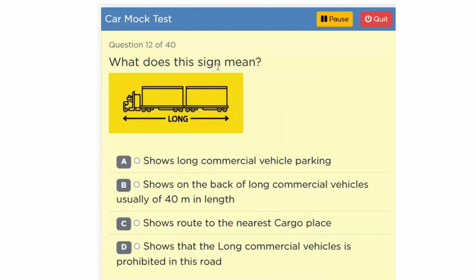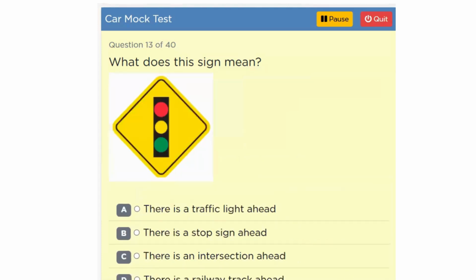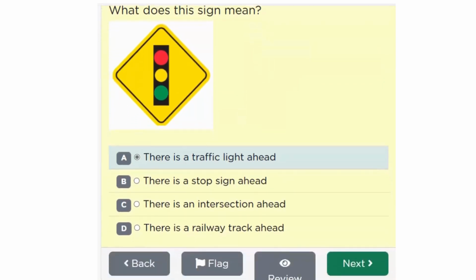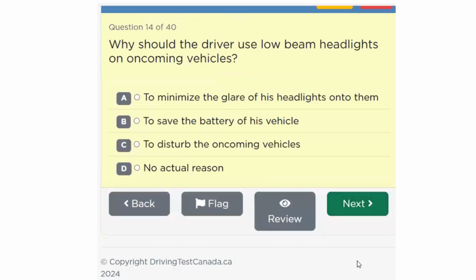Okay, what does this sign mean? Shows long commercial vehicle parking? No. Shows on the back of long commercial vehicles, usually of 40-meter in length. This is true. Okay, what does this sign mean? There's traffic light ahead. Most probably this, but let me check other options. Stop sign. Okay, this was right.